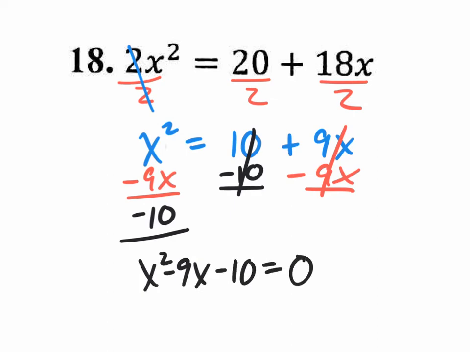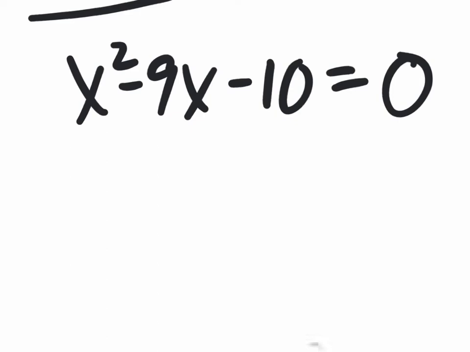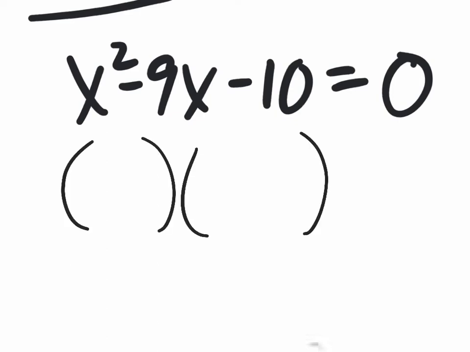So here's my new equation, x squared minus 9x minus 10 equals 0. And ladies and gentlemen, this is a quadratic trinomial that could easily be factored because the a value is 1. So all I need to do is set this up, put an x there, and then think what times what is negative 10 that if I combine together is negative 9. Is it negative 5 times 2? No. What is it?